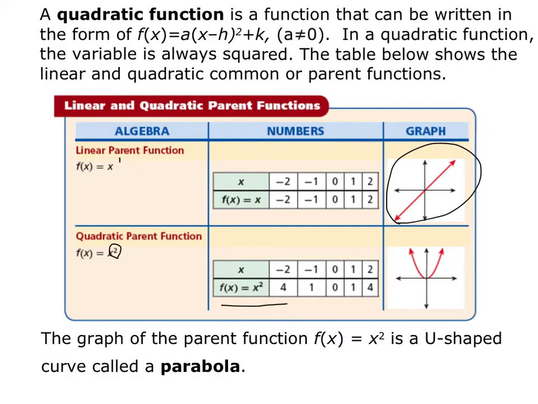And if we were to create a chart for it, and then we were to graph the points, those points look like what is shown right here. And notice it's in the form of a U. Now, we have a special name for this type of quadratic function. We call it a parabola.